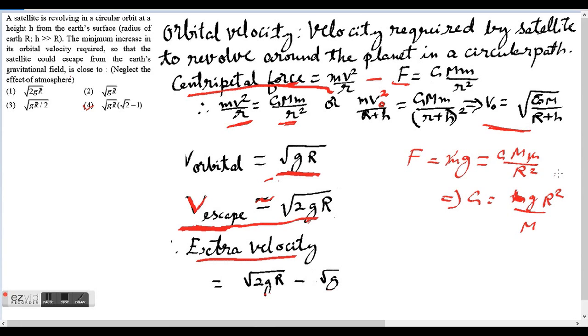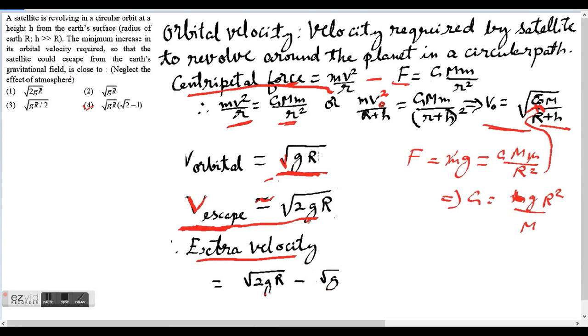So if we substitute this value right here and take r plus h as just r, because h is too small to make any significant difference to calculations, and they've already said so in the question, we'll get v orbital equals square root of gR. V escape, you would remember, is square root of 2gR.